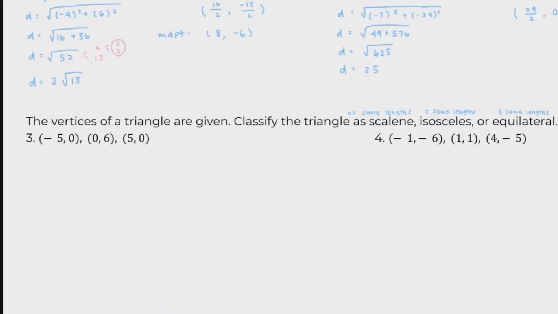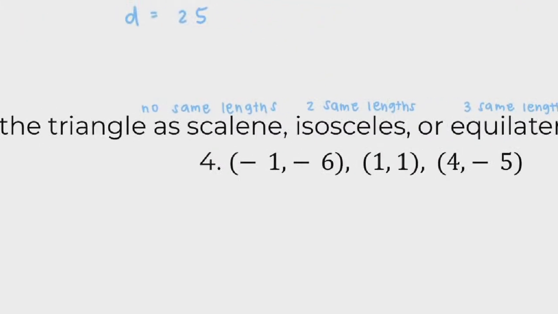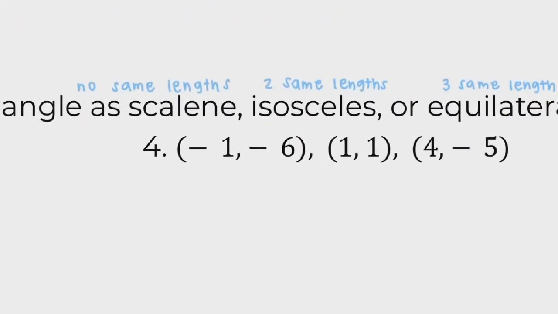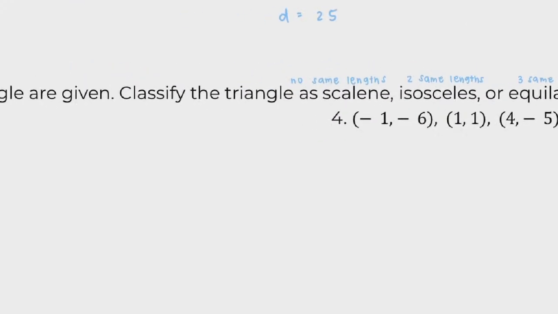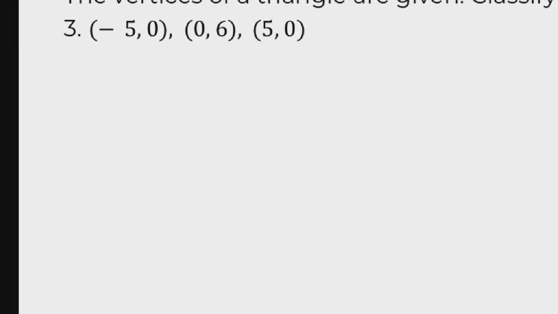Okay, next we want to figure out if the triangles are scalene, isosceles, or equilateral based on the vertices of the triangle that are given. So a scalene triangle has no same lengths, isosceles triangles have 2 same lengths, and equilateral triangles have 3 of the same lengths. So to keep things kind of organized, I'm going to call them A, B, and C, because I have to find the 3 lengths.